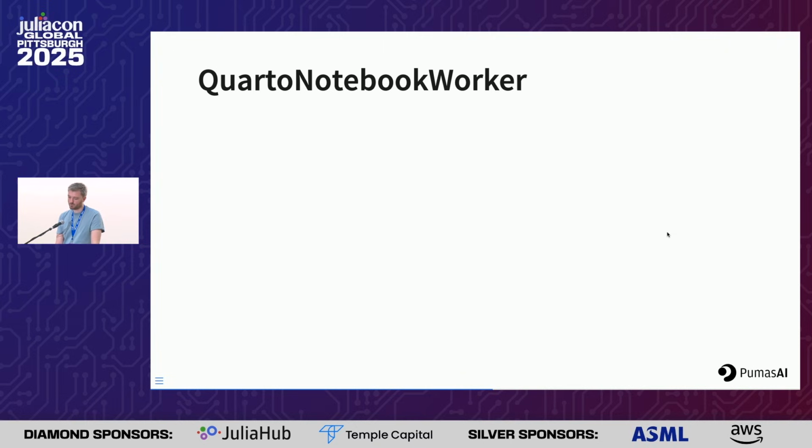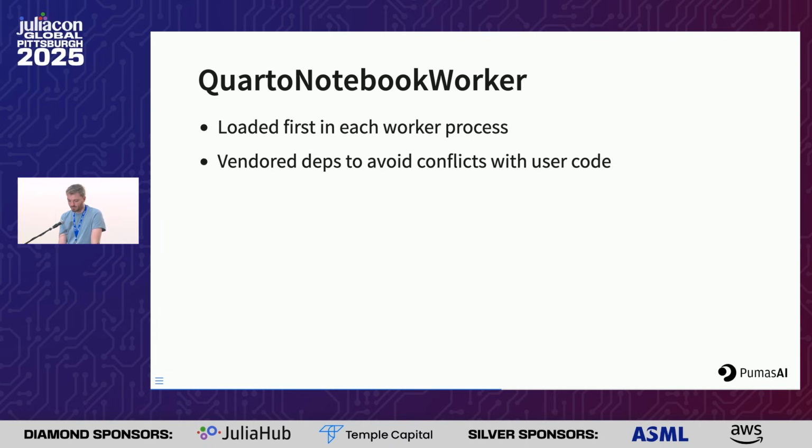So what's QuartoNotebookWorker? That's the package that we run on each notebook worker process that we spin up. It uses vendored deps to avoid conflicts with user code. So every package we use, we pulled into the repo, so that if we use JSON, it doesn't conflict with any package that you might be using at some other version. And as we heard in the other talk before, there's currently no official way in Julia to do this other than copying the source and including it. So that's what we do.